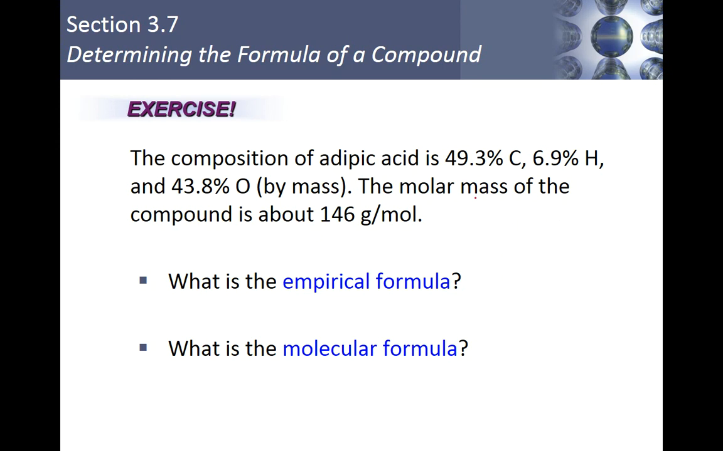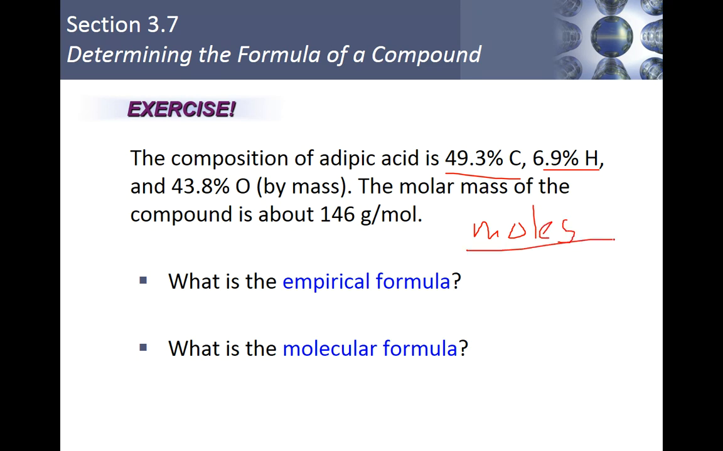But in essence, what you're going to be doing is you're going to assume 100 grams of this entire compound is present. That means that you're going to drop the percentage, and you'll have 49.3 grams carbon and 6.9 hydrogen and so forth. And then you're going to divide by their individual molar mass. So you would divide this by 12.01, you divide this by 1.01, and so forth to calculate the number of moles. So you need to first find moles. That would be the first step.